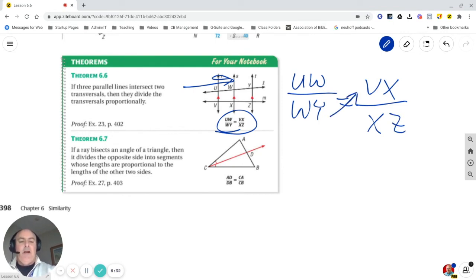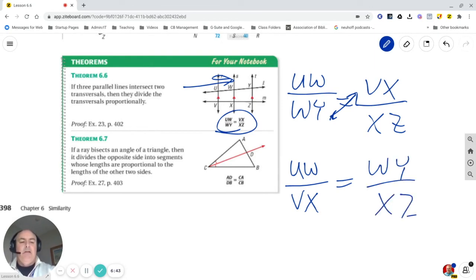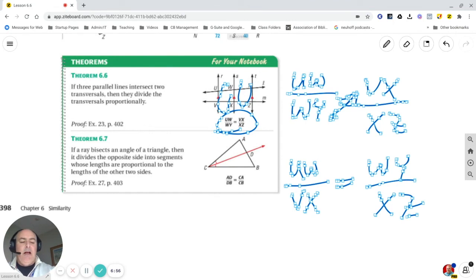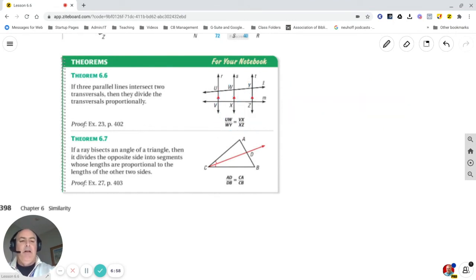Now if I do some cross multiplying, I'll end up with UW over VX equals WY over XZ. You can see here now that instead of working down the line, I'm actually working across. So my relationships stay the same. I'm able to show that simply by cross multiplying, and I can solve the problem either way.